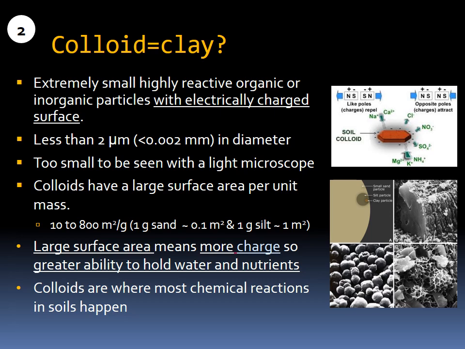Now the colloids have a very high surface area per unit mass. So for example, a colloid will have a surface area of up to 10 to 800 square meters per gram, whereas if you just look at the sand, 1 gram would have a surface area of about 0.1 square meters, and 1 gram of silt would have about 1 square meter. So it means that it has a large surface area with charges, so they have the ability to hold water, nutrients, and they provide the places for a lot of chemical reactions.